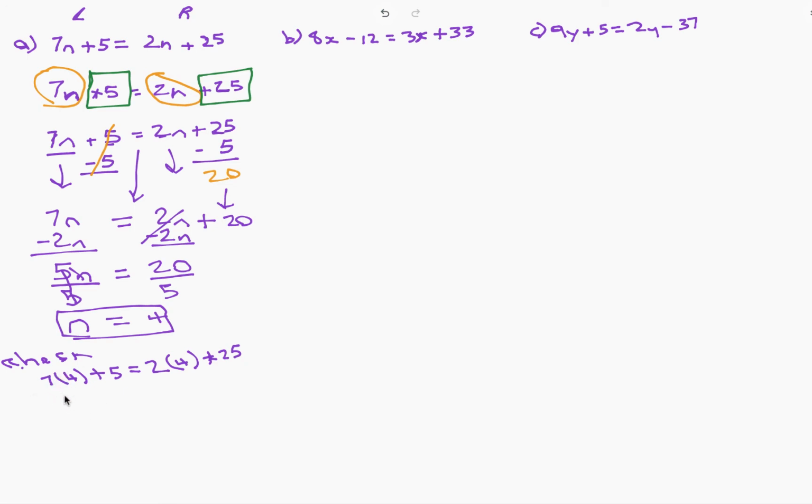Distribute the 7. 7 times 4 is 28. 28 plus 5 is equal to 2 times 4, which is 8, plus 25. 28 plus 5 is 33. 8 plus 25 is 33. Okay? Both sides of the equation are equal. Therefore, our solution is correct. Let's give ourselves a tap on the back. Check mark. Bam. That is correct.